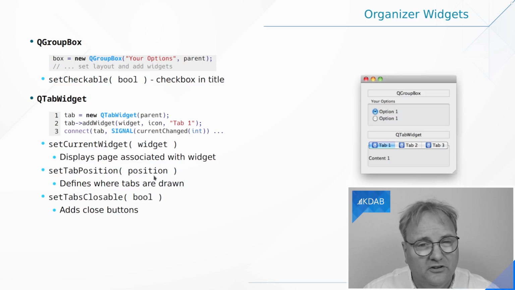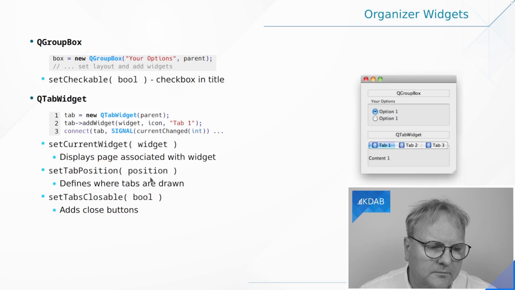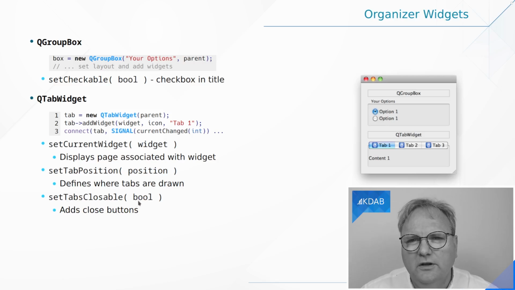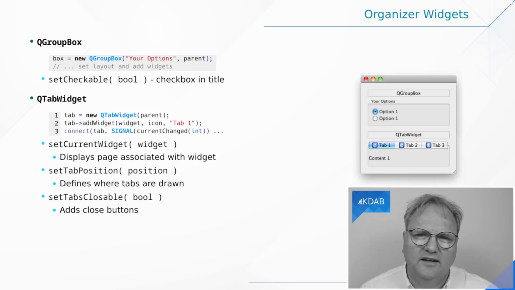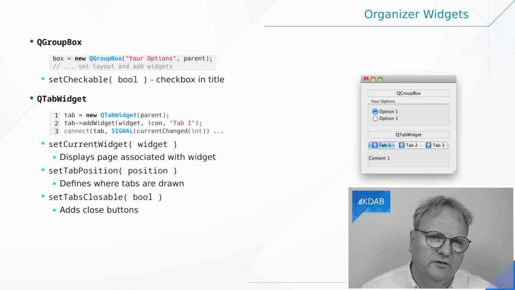The tab positions can be customized. So should it be down the side or on the top or underneath at the bottom? And finally, you can make the tabs closable. So if you're implementing a text editor and you want each tab to represent a document, then you can close those documents by a cross on the tab itself.